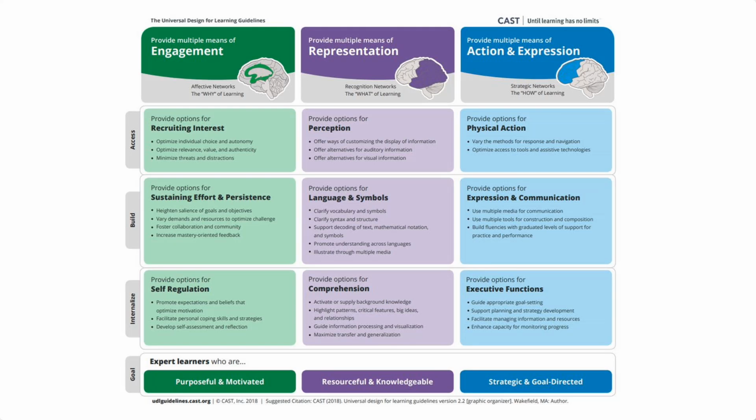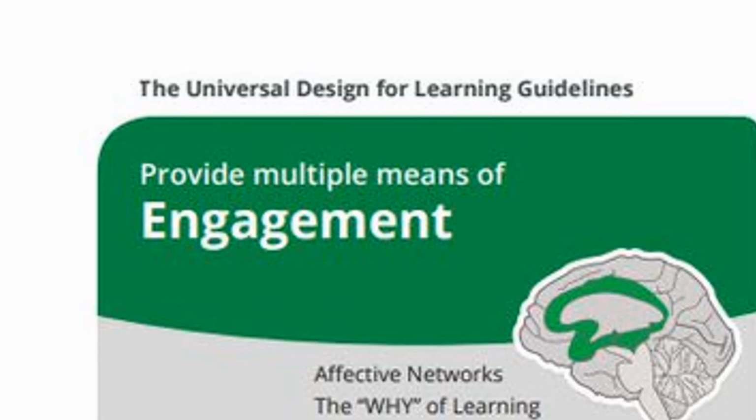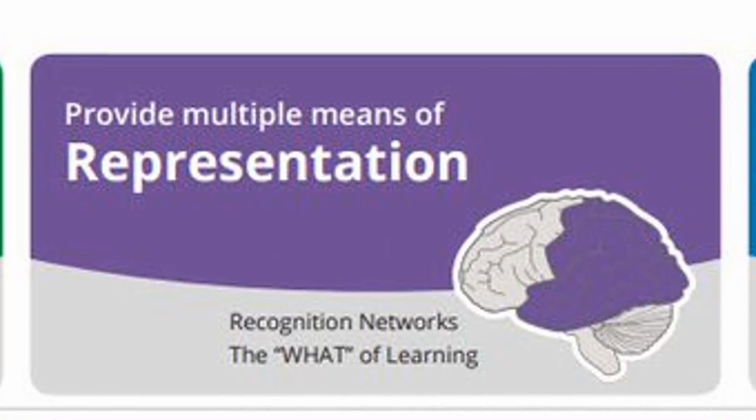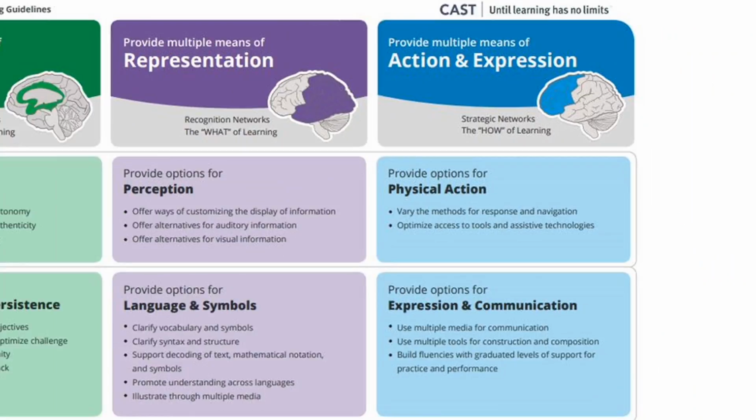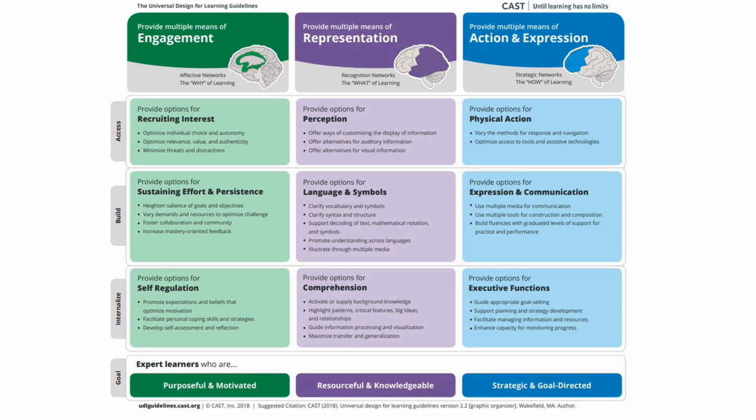This diagram of UDL and its 3 principles from CAST demonstrates engagement, or the why of learning, representation, or the what of learning, and action and expression, or the how of learning. Together, these 3 categories help educators, course designers, and course developers ensure that maximum accessibility is provided to students through multiple modes of access.